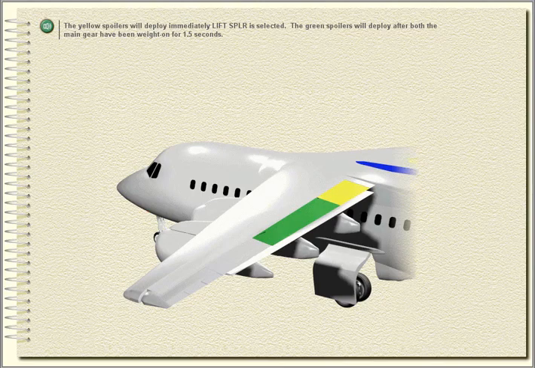The yellow spoilers will deploy immediately if lift spoiler is selected. The green spoilers will deploy after both main gear have been weight on for 1.5 seconds.